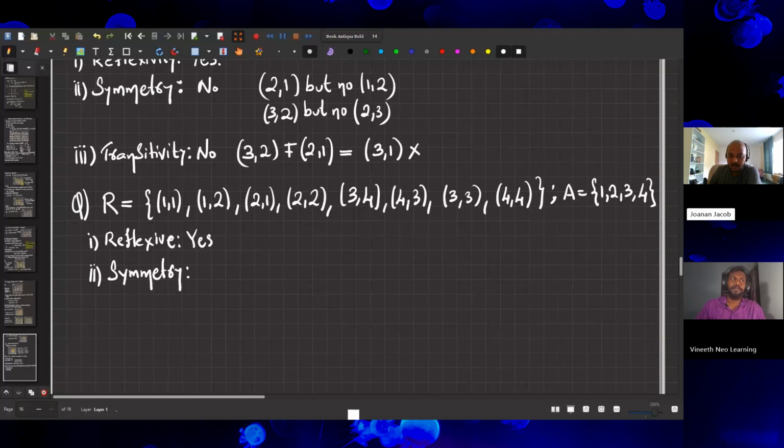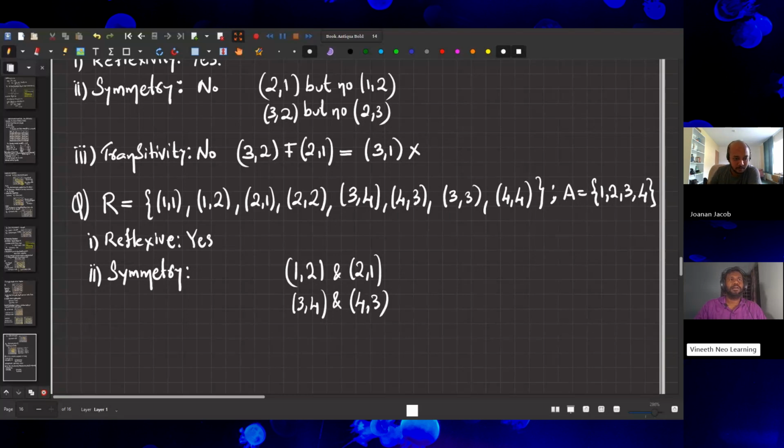Checking (1,3), (1,4), (2,3), (2,4): none are present. For (1,2) we have (2,1). For (3,4) we have (4,3). Yes. There is nothing else, so it's symmetric.